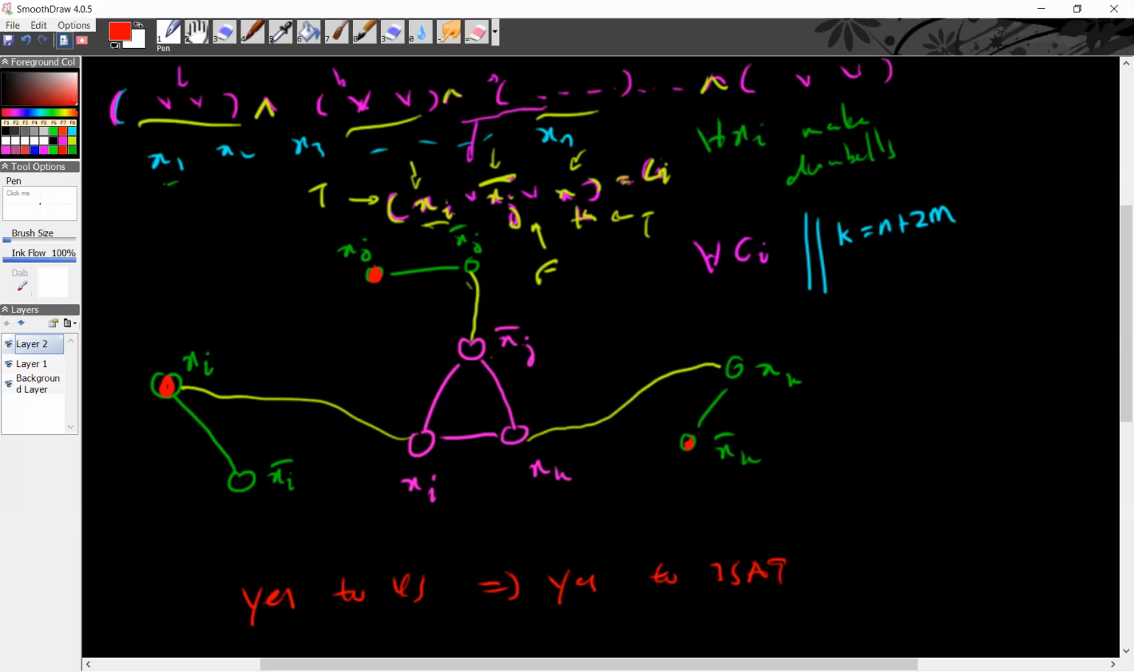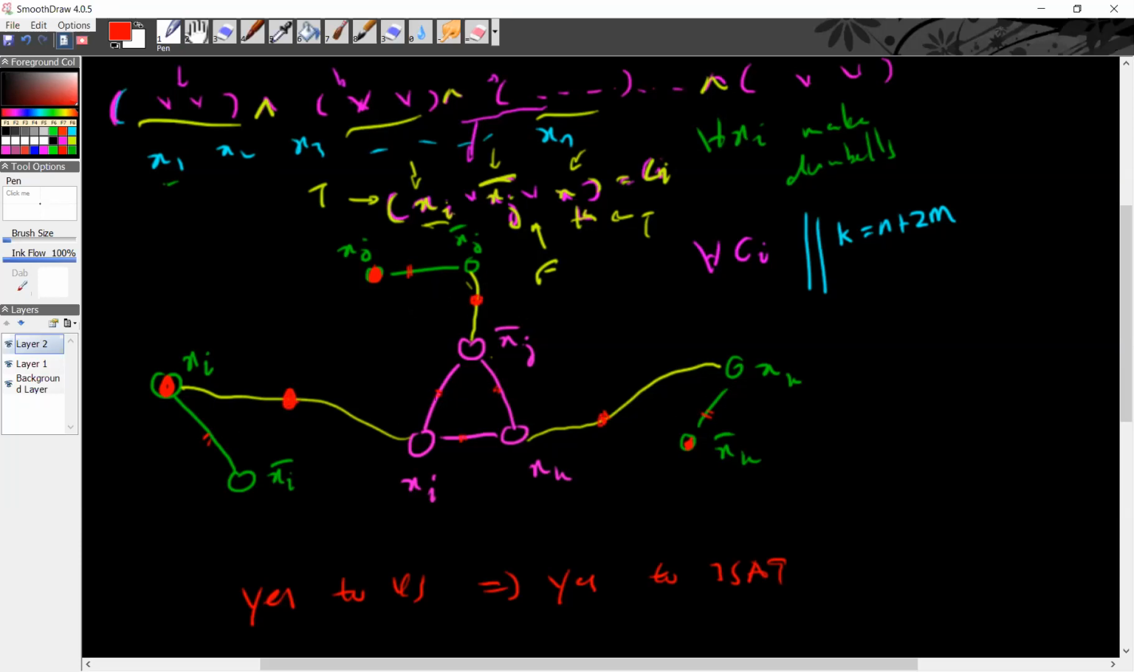We assume that there's a vertex cover, so we know that all the green edges are taken care of. That's fine. And because we assume that there's a vertex cover, all the purple edges are taken care of. That's fine. And because we assume that there is a vertex cover, this means that all the yellow edges have to be taken care of as well. And that's the important part to take note of. These are the ones that we're really stressing on.